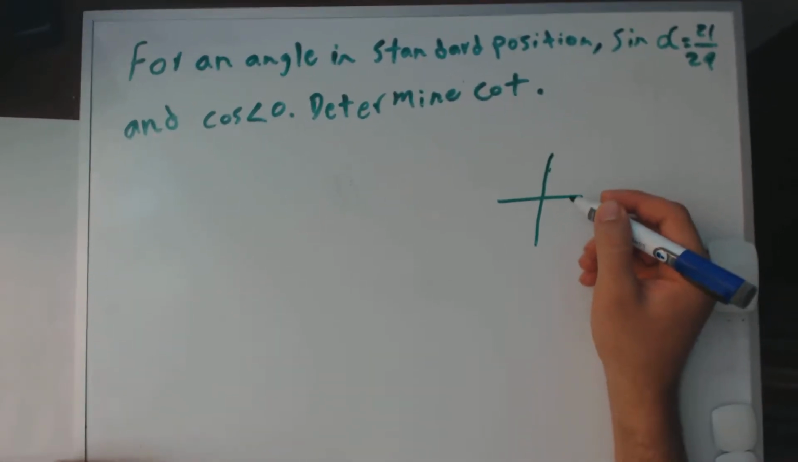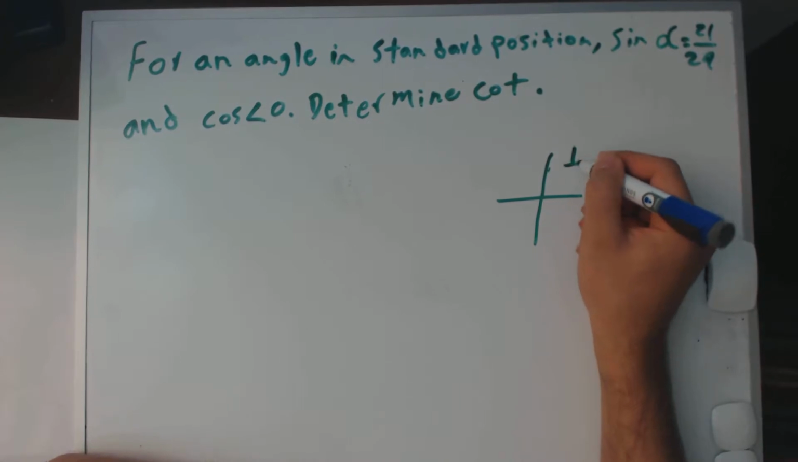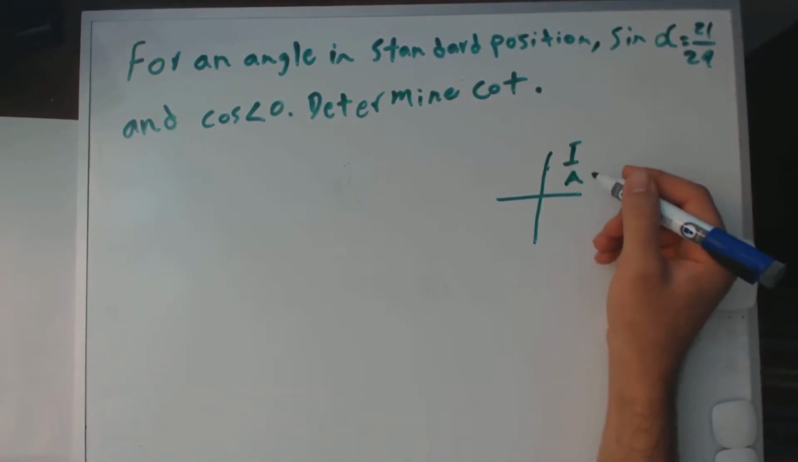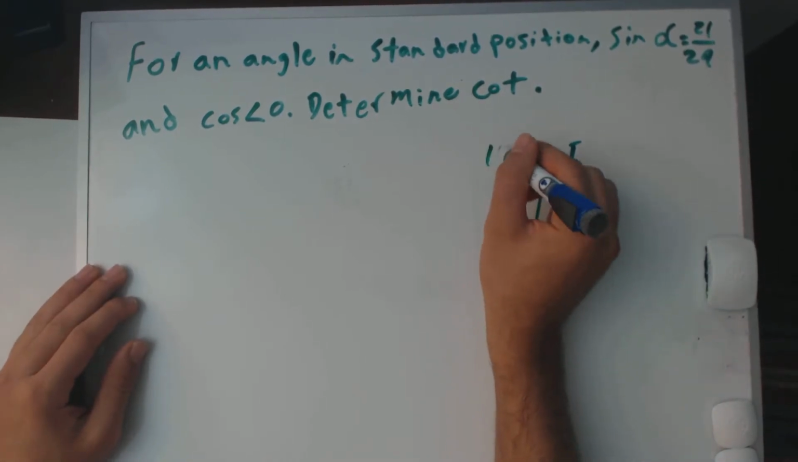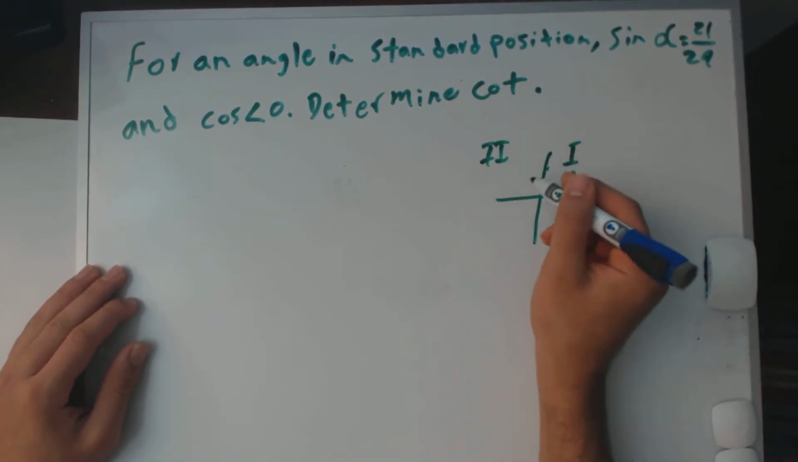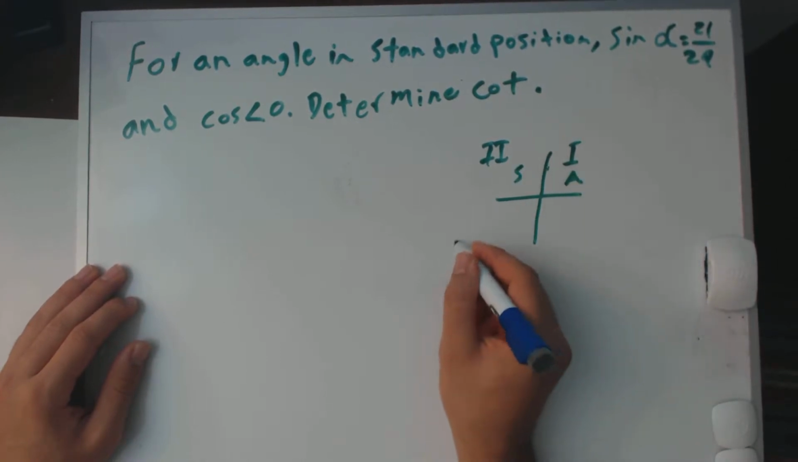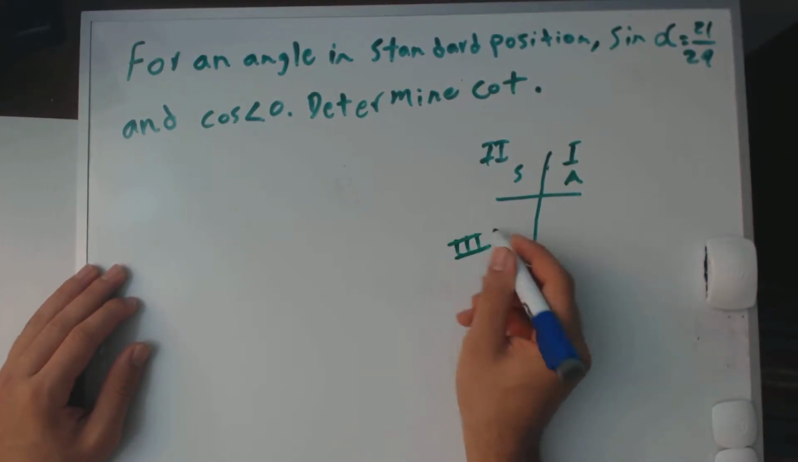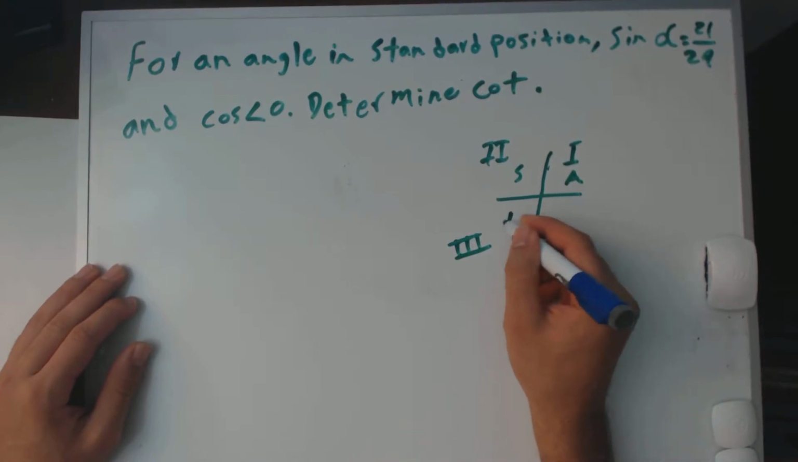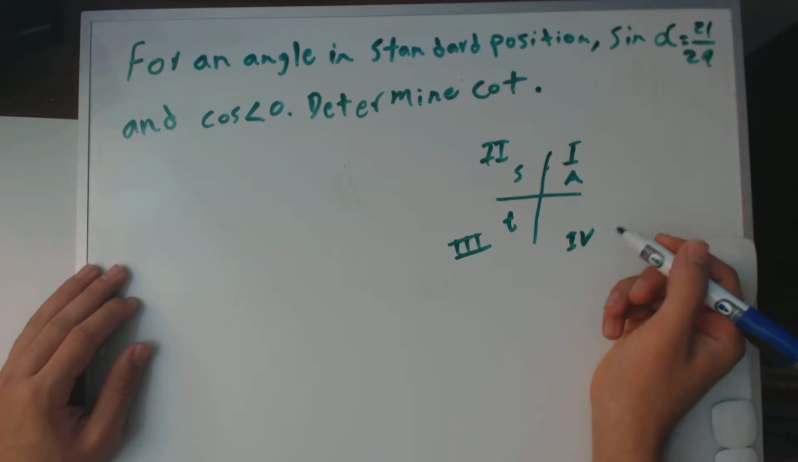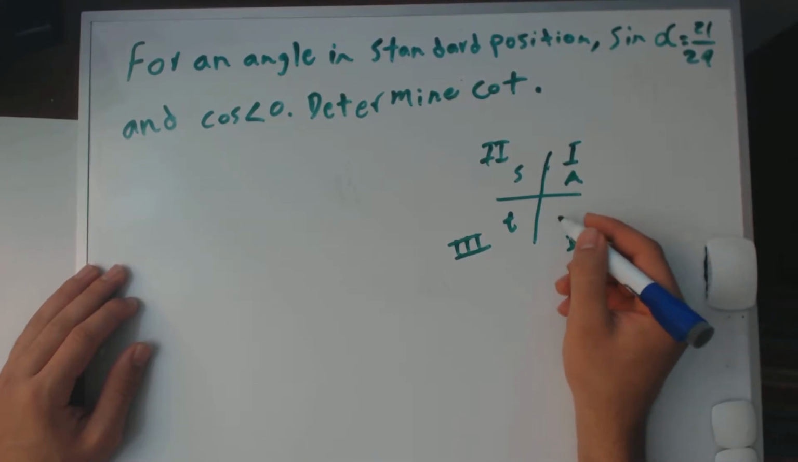For this, in the first quadrant, all the ratios will be positive. For the second quadrant, it's only for the sine. And in the third quadrant, it will be for tangent. And in the fourth quadrant, it will be for cosine.